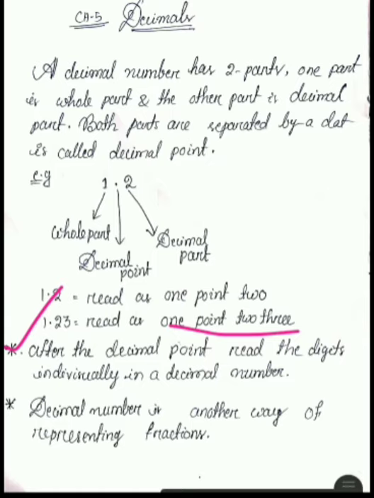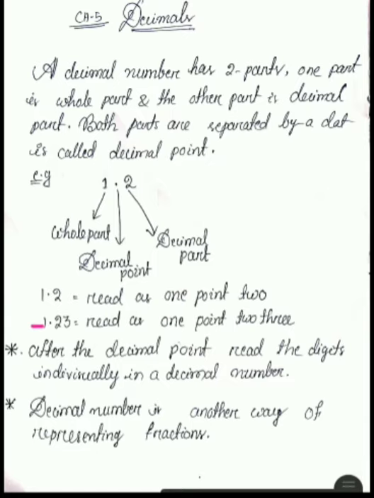After the decimal point, whichever digits you write, you have to read separately. Okay, like we have read it as 1.23. Okay, so how do you have to read a decimal number? You got it?